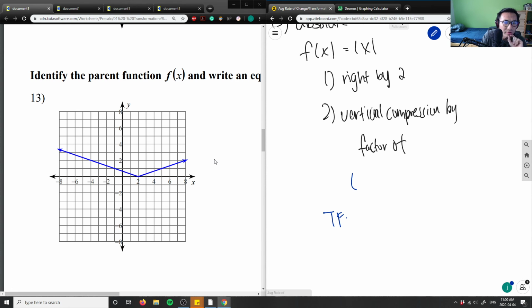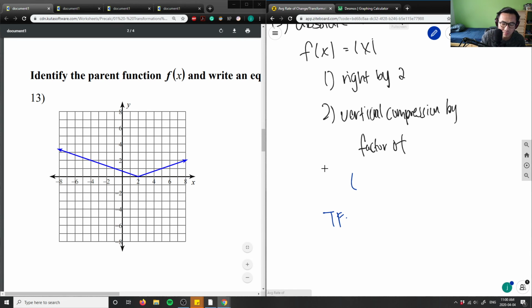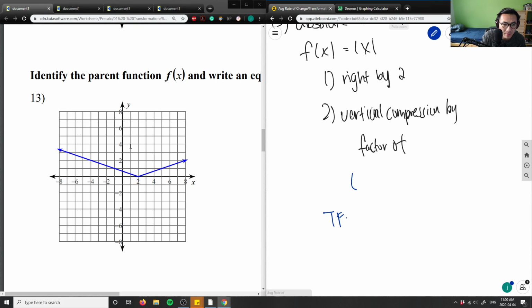I want to say it's a factor of 3, because I see a point here that's 5 and 1, when it should have been at 3 and 3, is my guess. My parent function in this case would have been at 3, 3, right? It goes like this V here, so 1, 2, and 3. And then if I moved here 1, 2 and 3, it's only at 1 when it should have been at 3. So I think I'm going to say it's a vertical compression by a factor of 3.